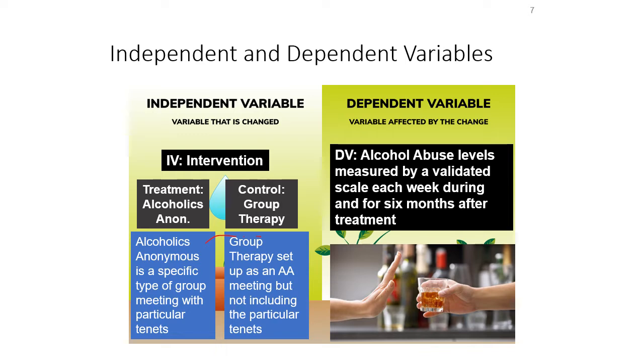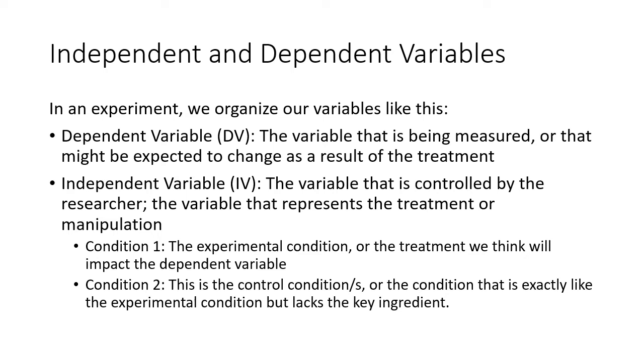So the independent variable is the type of intervention, with the values Alcoholics Anonymous and control group therapy. And the dependent variable is alcohol abuse. That depends on the intervention. So here's some way to phrase it. The dependent variable is the variable that's being measured, or that might be expected to change as a result of the treatment. The independent variable is the variable that's manipulated by the researcher.